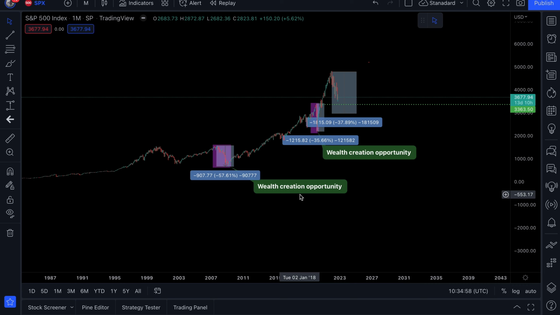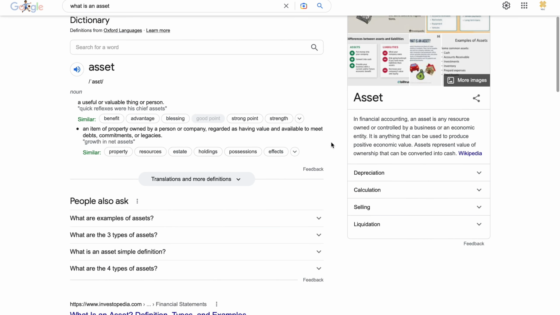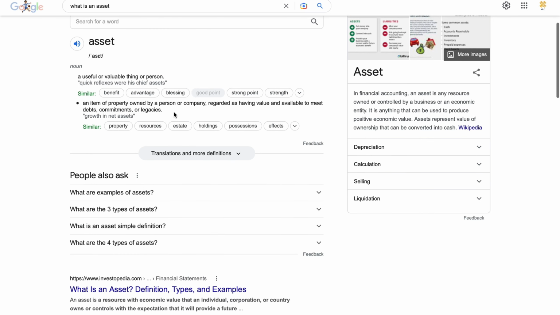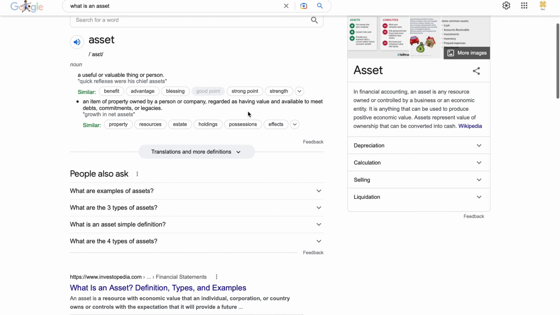Before we get into the real meat and bones of this video, we firstly want to identify what an asset is, because I'm going to bring up the fact that we want to buy assets whilst they're cheap. What actually is this? A useful or valuable thing or person, an item of property owned by a person or company, regarded as having value and available to meet debts, commitments, or legacies. In financial accounting, an asset is any resource owned or controlled by a business or economic entity. It is anything that can be used to produce positive economic value. Assets represent the value of ownership that can be converted into cash.